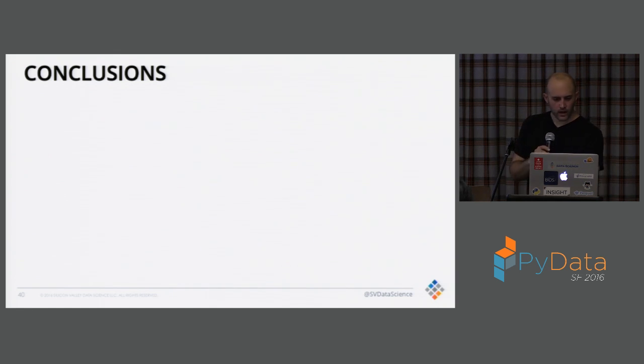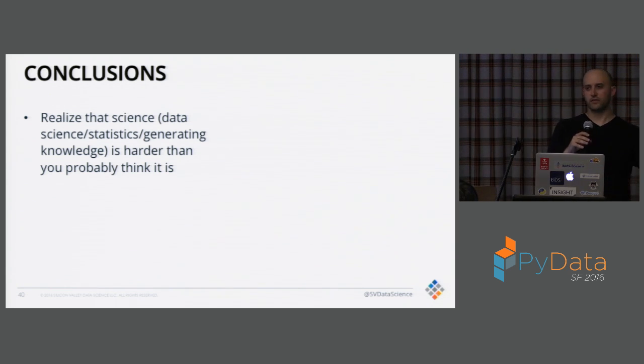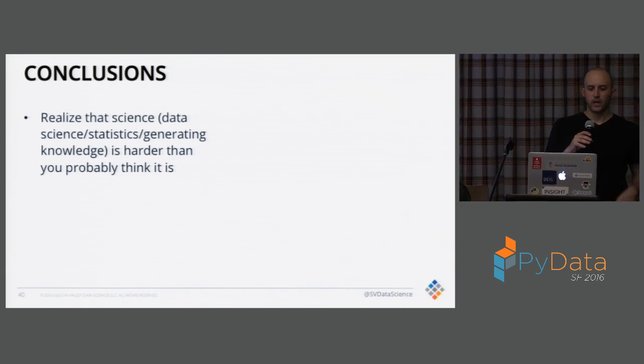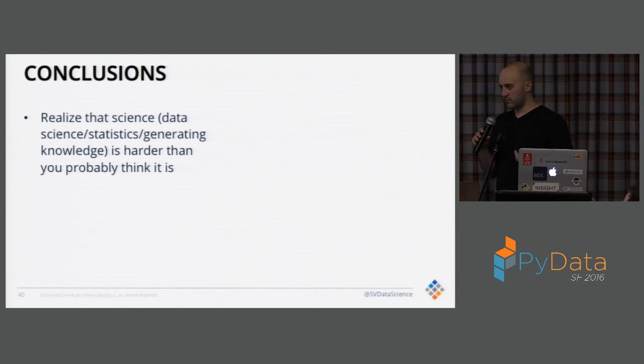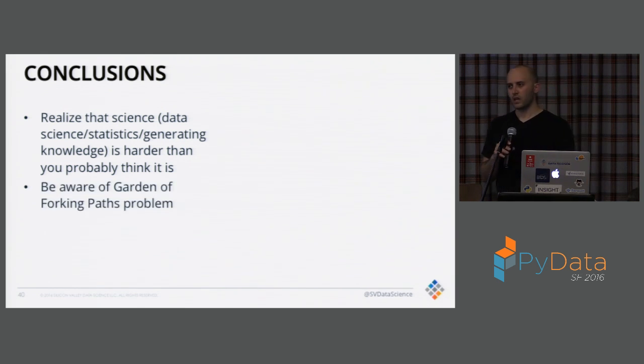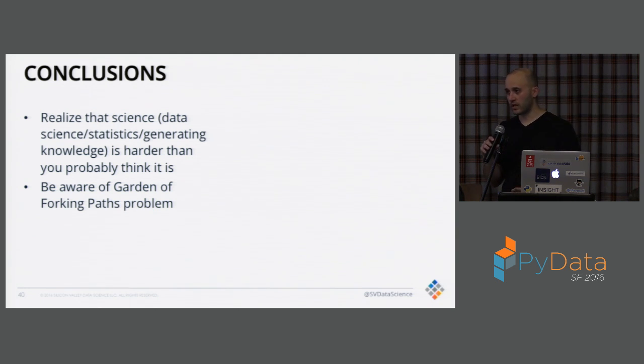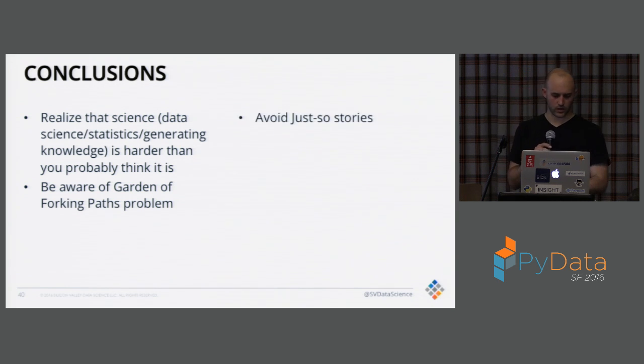All right, so with that, I'll go on to my conclusions. Conclusion one, first of all, realize that science and data science, statistics and whatnot, is actually harder than you probably think it is. It's a really hard thing to do correctly, and acknowledge that. Beware of this garden of forking paths problem, where you have multiple comparisons that can be possible even if you run only a single analysis on your result.